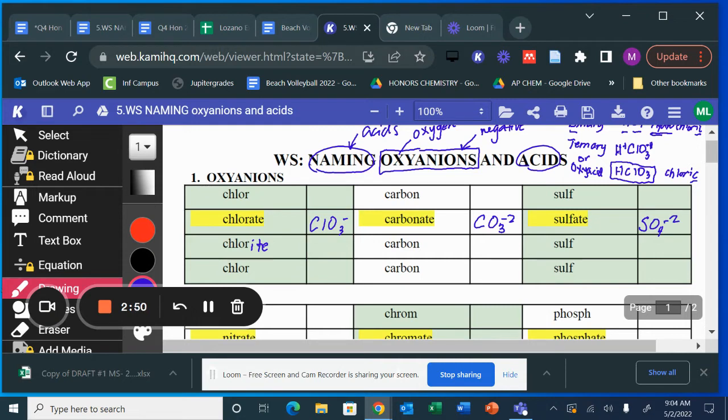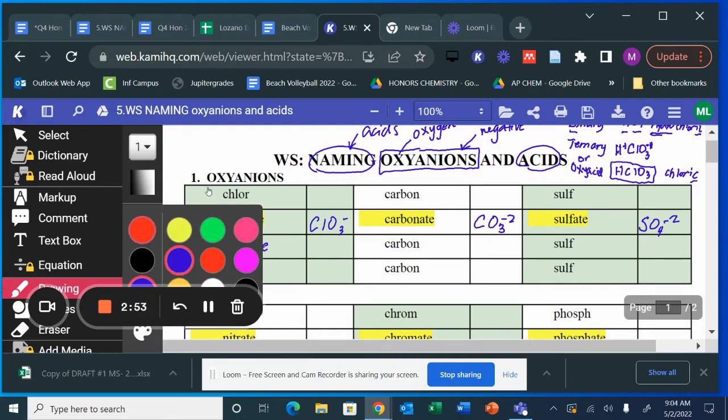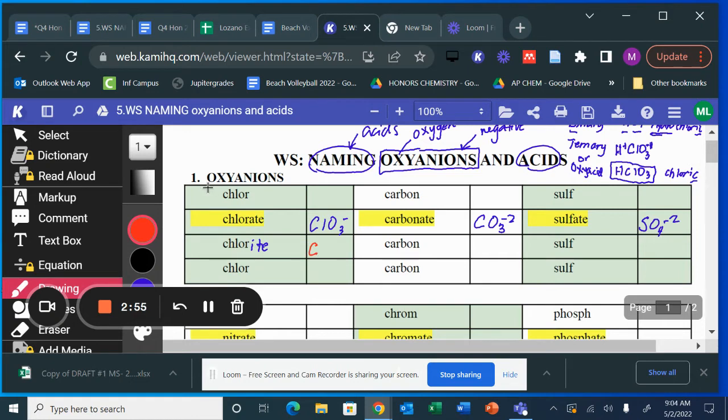Chlorite starts from chlorate, but it has only two oxygens, ClO2, and the charge is still -1. The charge does not change. Another oxyanion that stems from chlorate is hypochlorite, which has ClO. Now it has one oxygen, still a -1 charge. So as you go down this list in the oxyanions, as you remove an oxygen, it becomes ite and hypochlorite, and the charge doesn't change.